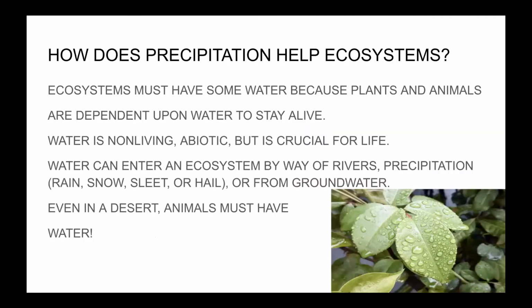Now, how does precipitation help ecosystems? They have to have some water because plants and animals are dependent on water to stay alive. Water is non-living, it's abiotic, but it's crucial for life. And water can enter the ecosystem through precipitation, rain, snow, sleet, or hail, from groundwater, or from rivers. Even in a desert, animals must have water.